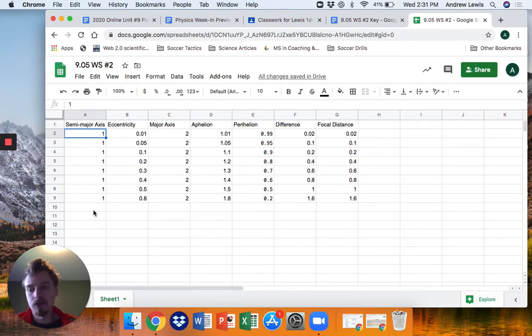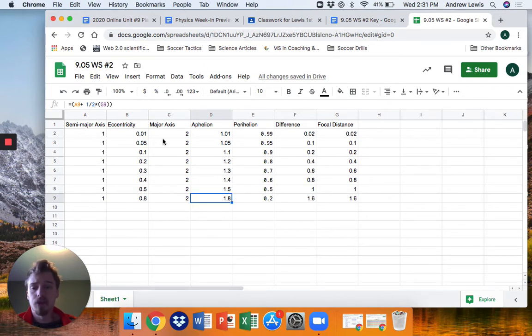But what happens if you make that orbit really not eccentric, or if you make it really large in terms of its eccentricity, right? So what's going to happen here? Notice that the major axis is always 2 here, and then notice that my aphelion and perihelion in the first one, where their eccentricity is not very high, are pretty close to each other, right? But then as you go farther and farther up in terms of eccentricity, notice that the aphelion gets much, much bigger, and the perihelion gets much, much smaller.